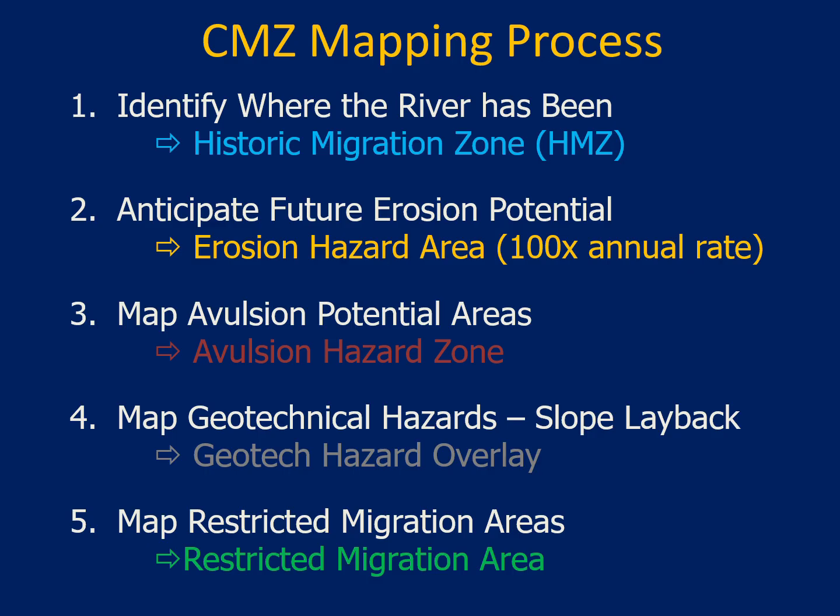Channel migration maps also identify geotechnical hazards, and for this map, this term is used to identify areas that have steep vertical banks within the channel migration zone to encourage people to give these vertical banks in high-risk areas plenty of room.